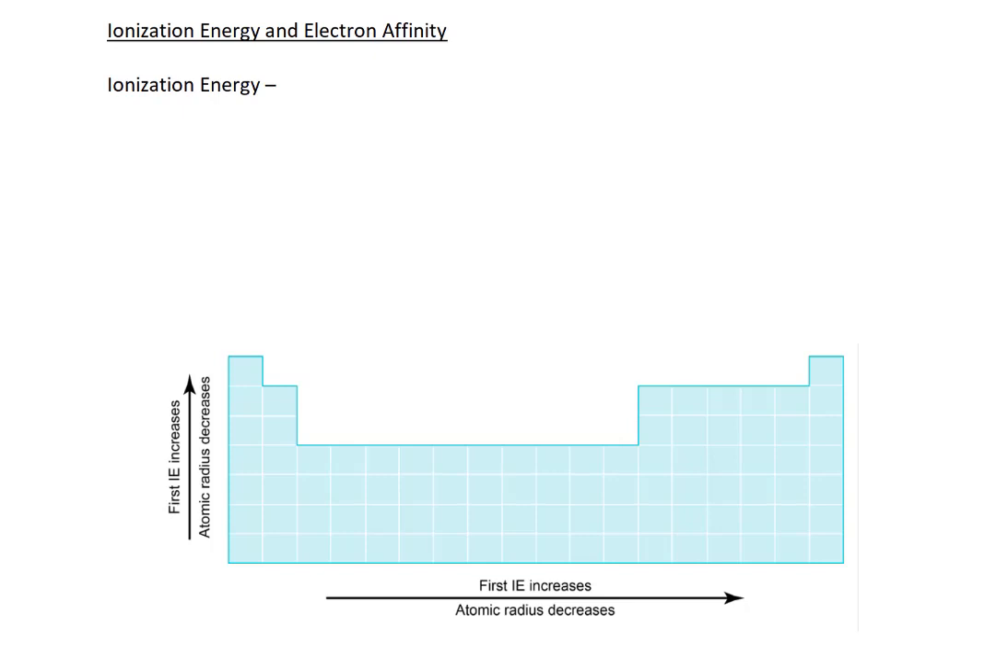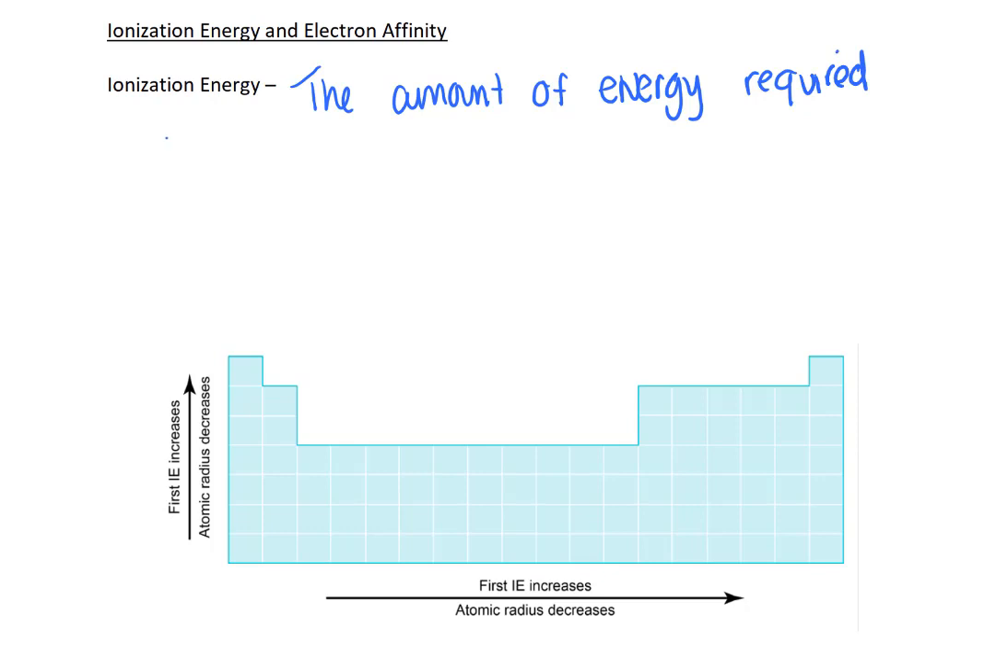In this video, we're going to be looking at ionization energy and electron affinity. Let's first start with the definition of ionization energy. Ionization energy is the amount of energy required to remove an electron from an atom.